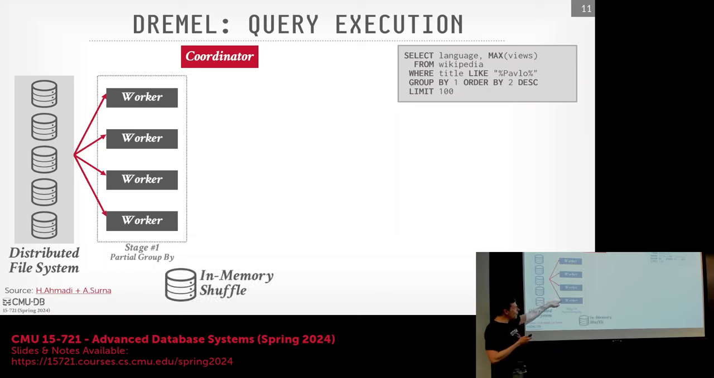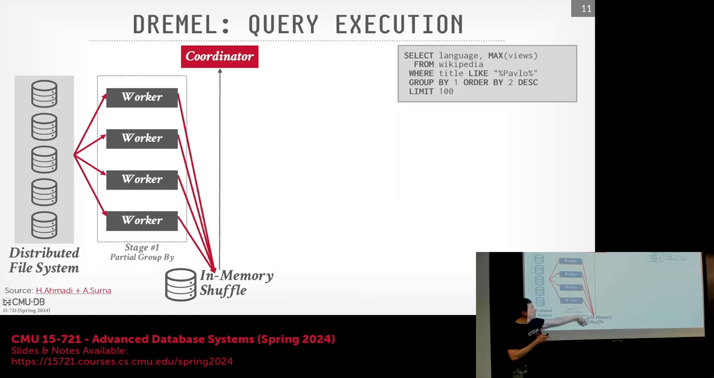And now the output of these workers is not going to go to the next stage of workers. Instead, it's going to go to this in-memory shuffle service. So all of the worker nodes are going to be writing out their data to this. Think of it like an in-memory key-value store that's partitioned, or scaled out horizontally. So I can hash whatever data I'm looking at and decide which shuffle node I need to send it to.